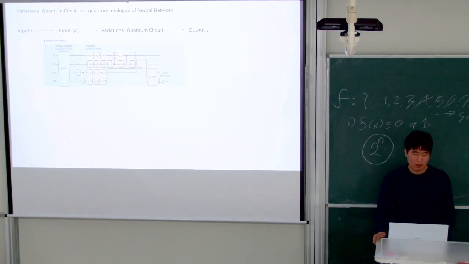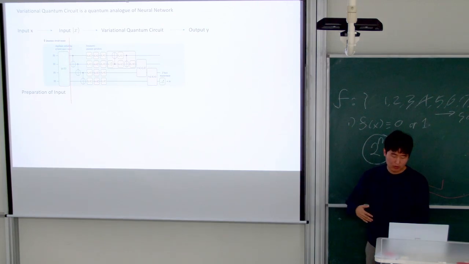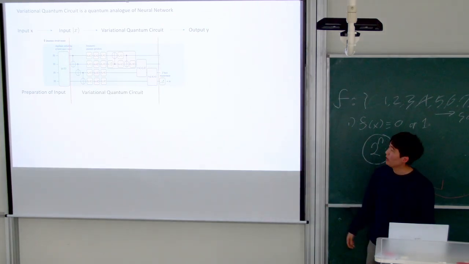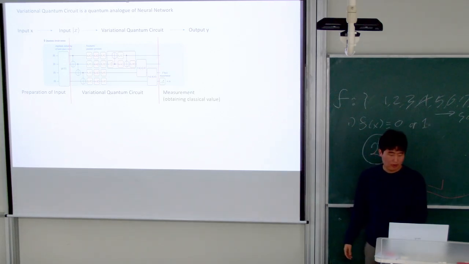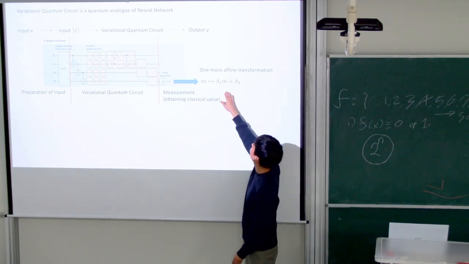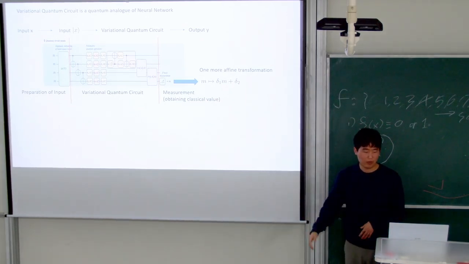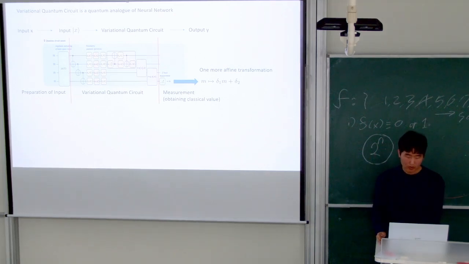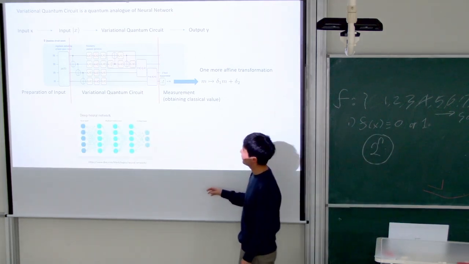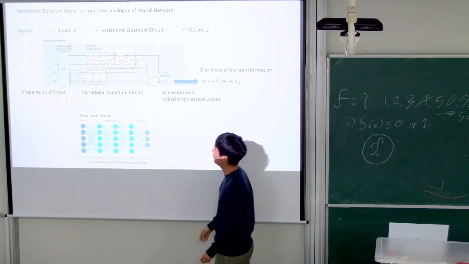Yes. So far, this is our picture. First, we prepare the input into a quantum state. Then we go through the variational quantum circuit. In the end, we measure to obtain some classical number. But in the paper, there is one additional layer to transform this to cover some complexity. So this is analogous to a neural network.